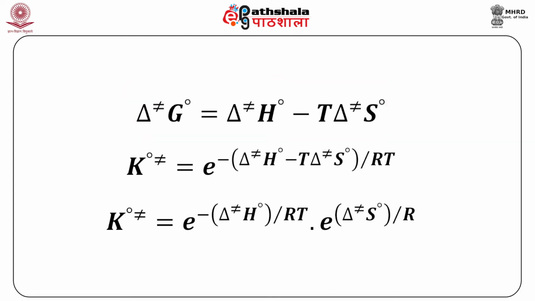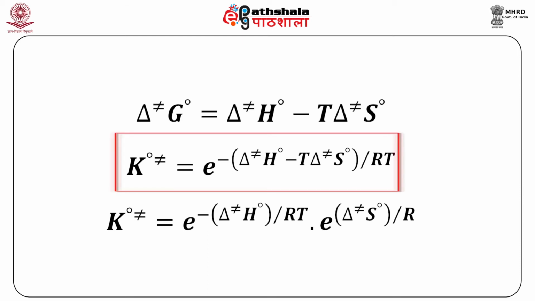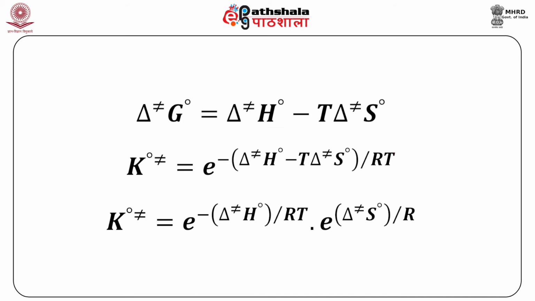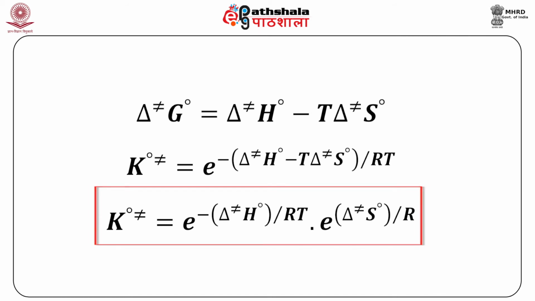Now, substituting this delta G expression into the equilibrium constant expression, we get equilibrium constant K naught equals e to the power minus (delta H minus T delta S) upon RT. This further simplifies to the expression K naught equals e to the power minus delta H naught upon RT into e to the power delta S naught upon R.